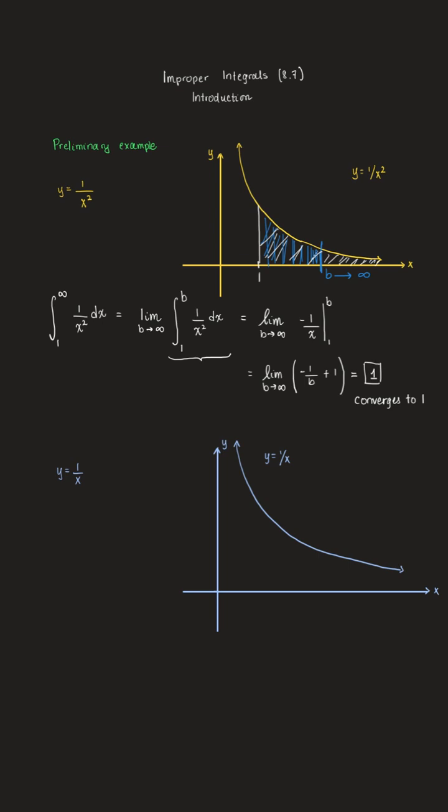Because 1 is a finite number. So we can basically say that the area under this function, between the function and the x-axis, gets as close to 1 as we want to make it. The larger b gets, the closer that area will be to 1, the number 1.